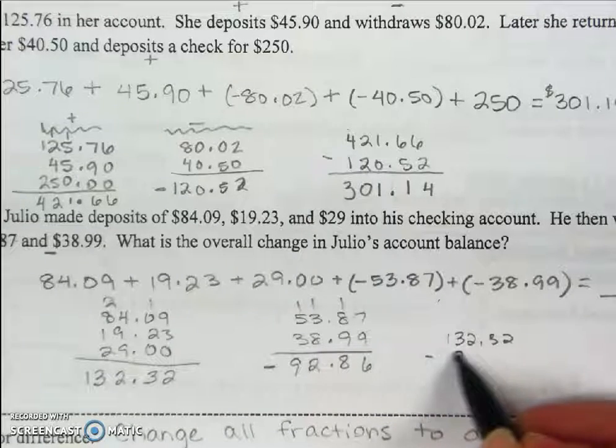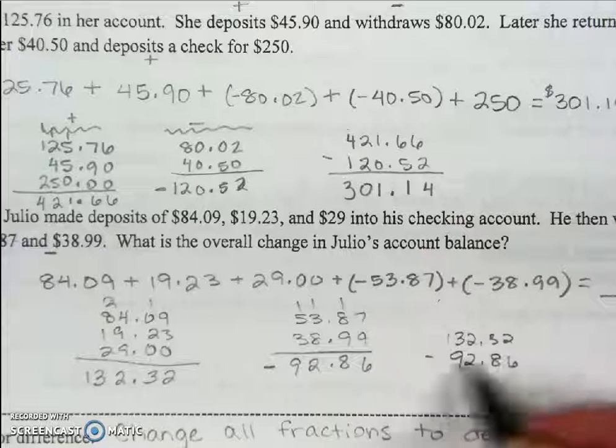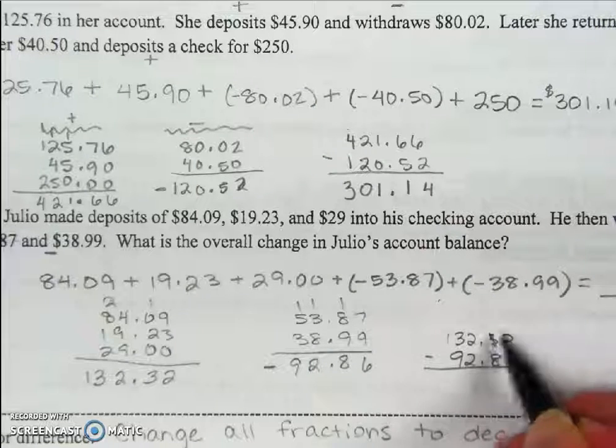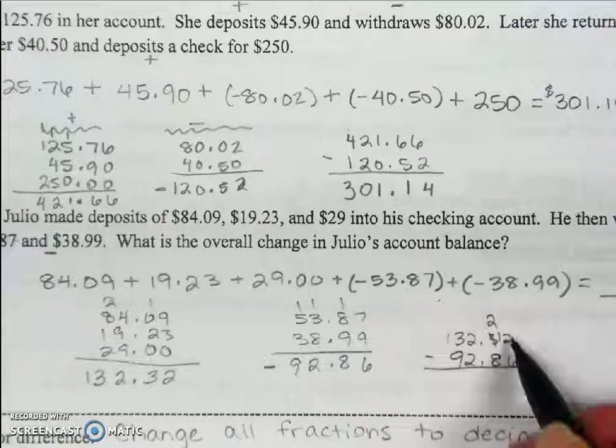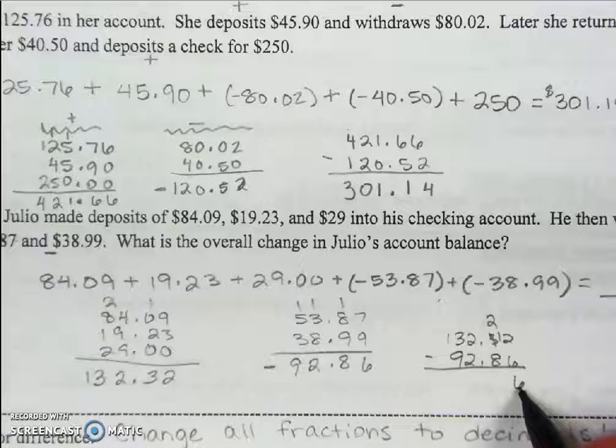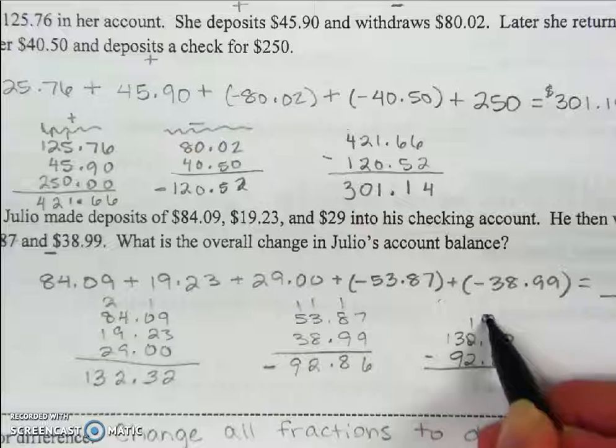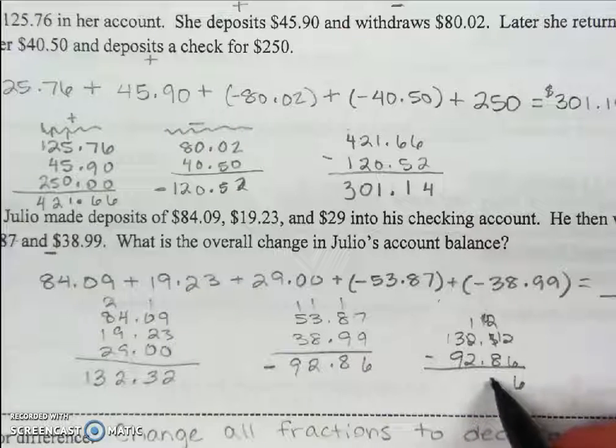132.32 minus 92.86. Can't take 6 from 2, so let's borrow from the 3, make it a 2. Make that a 12. 12 minus 6 I can do, that's 6. Here I need to borrow again. So 12 minus 8 is going to give me 4.